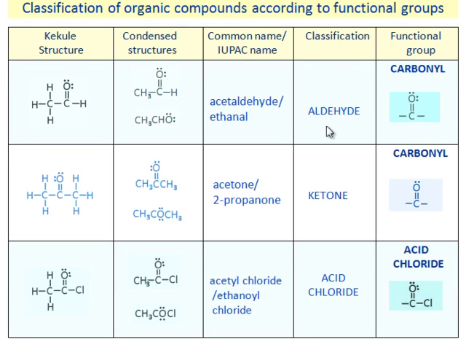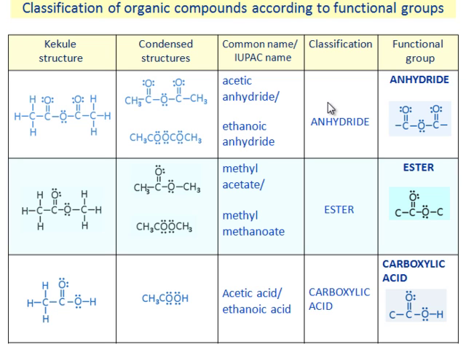Class of compound: aldehyde, exemplified by acetaldehyde. Functional group: carbonyl group. Class of compound: ketone, exemplified by acetone. Functional group: carbonyl. Class of compound: acid chloride, exemplified by acetyl chloride. Functional group: acid chloride.